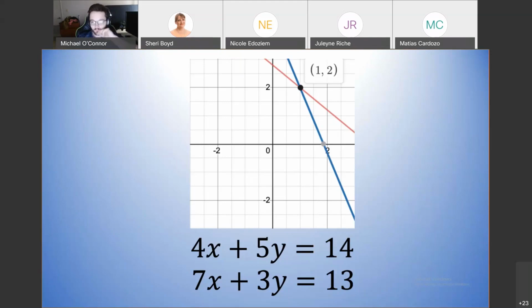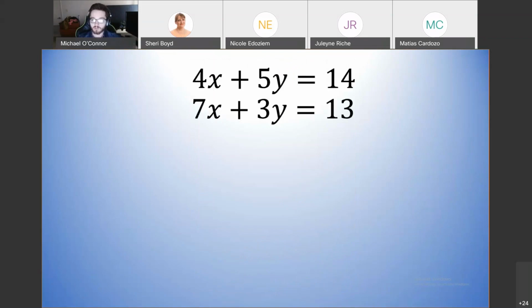So what we're basically trying to find out is where these lines cross. And you can see here that the solution, where they cross, is at the point (1, 2), and this is what we're trying to figure out as far as what we're trying to solve. So I just want to go through algebraically and show what a solution looks like algebraically versus visually. We have the original equations that I showed you, 4x plus 5y equals 14, and 7x plus 3y equals 13.